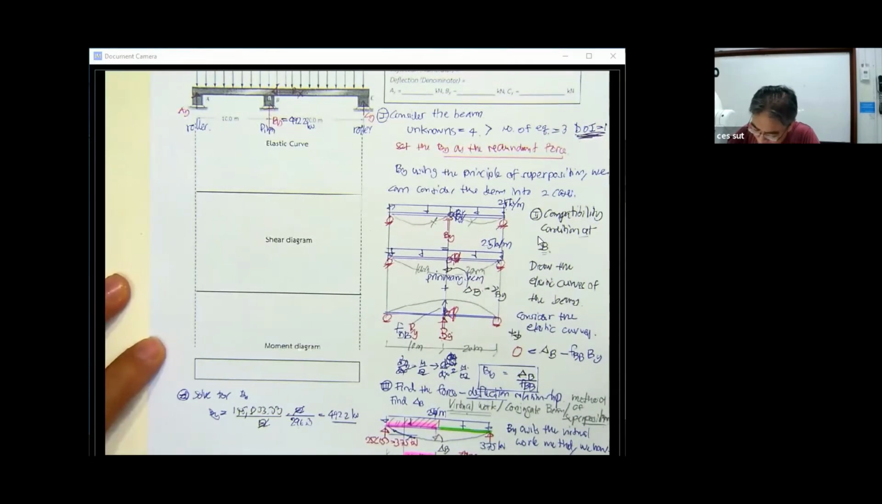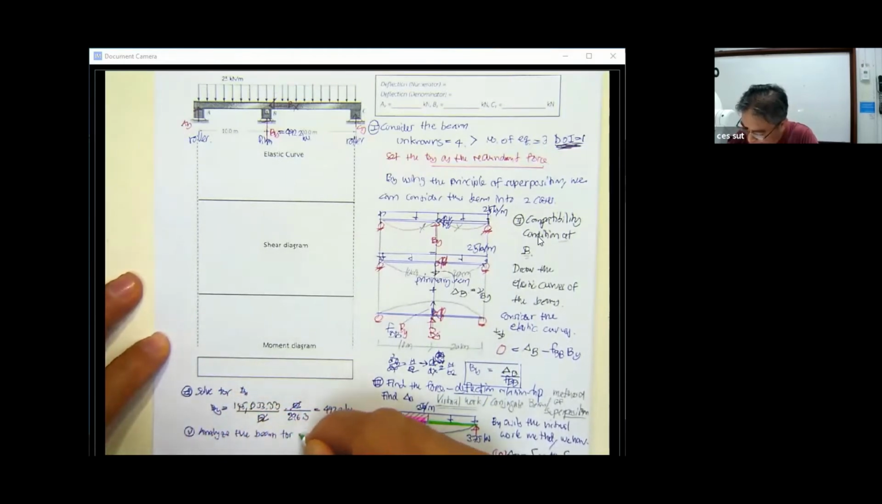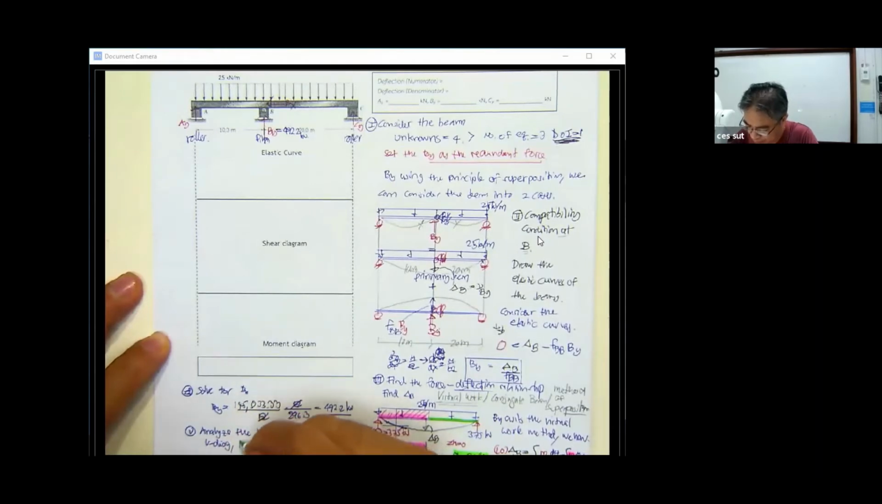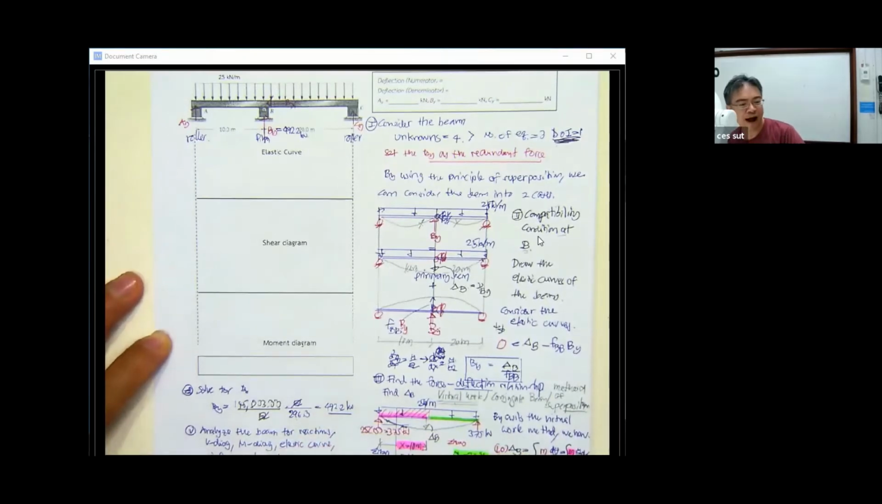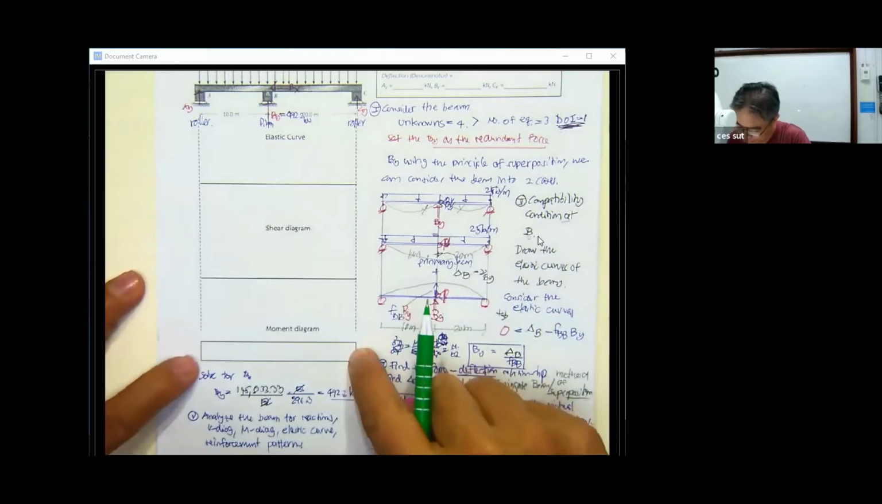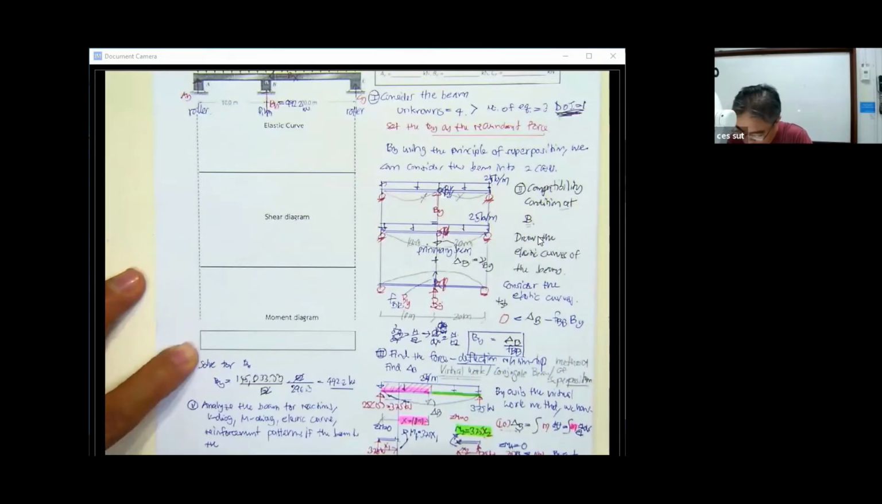In step 5, we analyze the beam. We analyze the beam for reactions, for the shear diagram, for the moment diagram, for the elastic curve, and for the reinforcement pattern. We will use the result to find a lot of things. The reinforcement pattern is going to be put here if the beam is an RC beam, a reinforced concrete beam. Based upon this, just start over here.